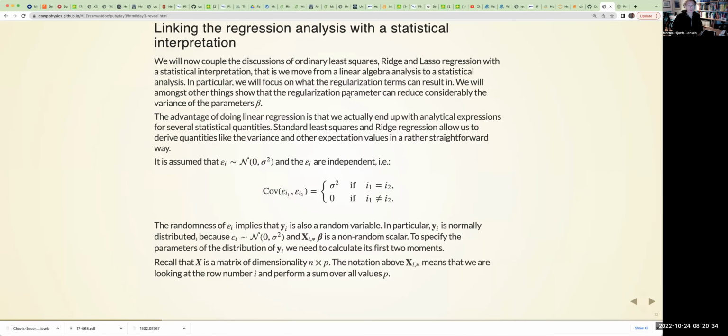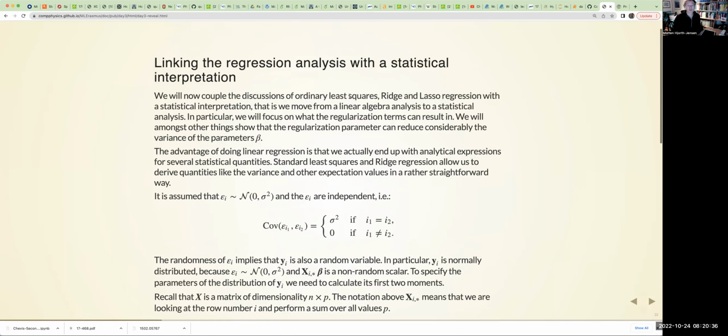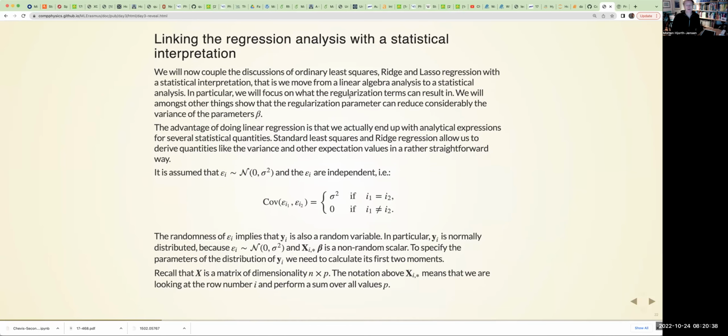But what I wanted to go back to now is where we left last week, and that is to link the regression analysis with a statistical interpretation, because that hopefully may give us a slightly deeper intuition about ridge and lasso regression. And I will try to demonstrate why. And then after the break, we are going to start looking at resampling techniques. So one of the things which we also discussed last week was about the covariance.